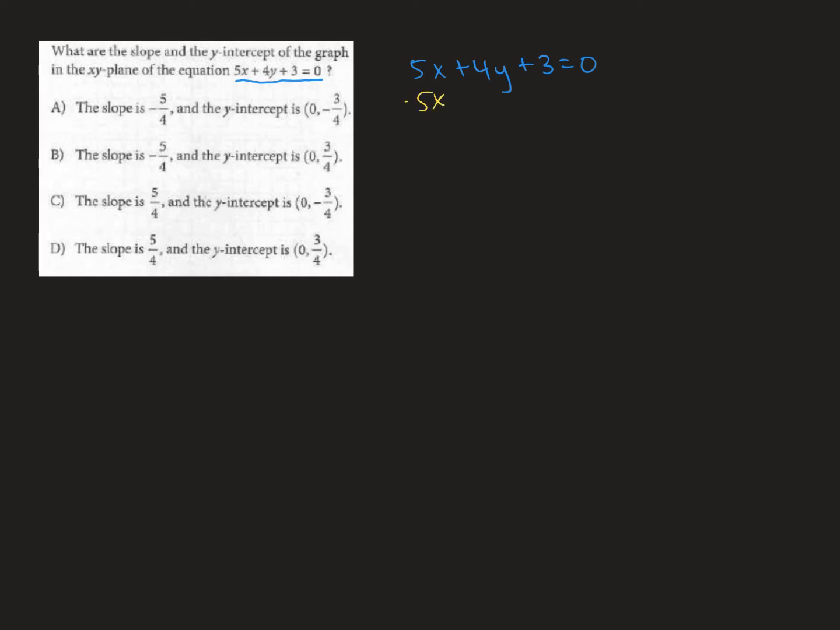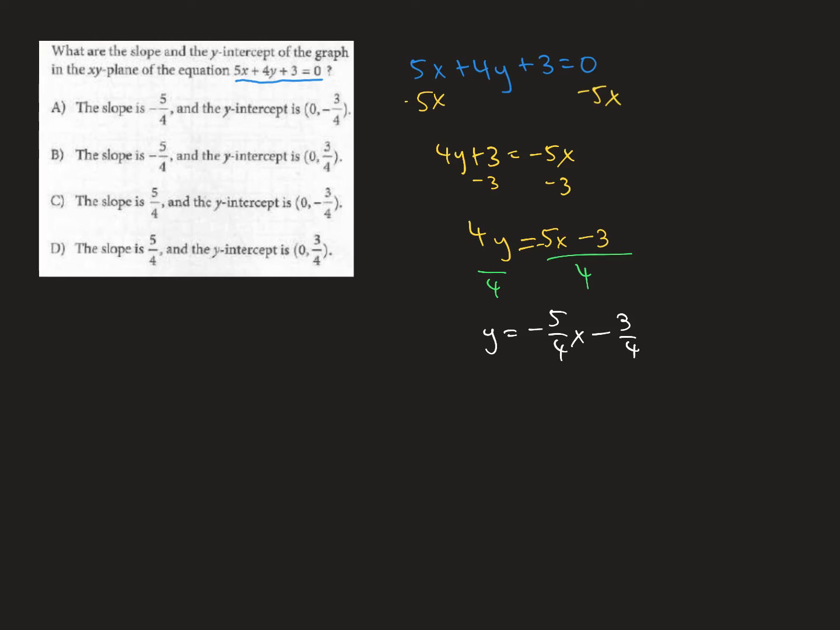So our first step will be to subtract 5x from both sides. So 4y + 3 = -5x. Then subtract 3 from both sides. We have 4y = -5x - 3. And then we isolate y, so we divide by 4 on both sides. And then we get y = -5/4 x - 3/4. And now that we have this equation, we have to interpret it.